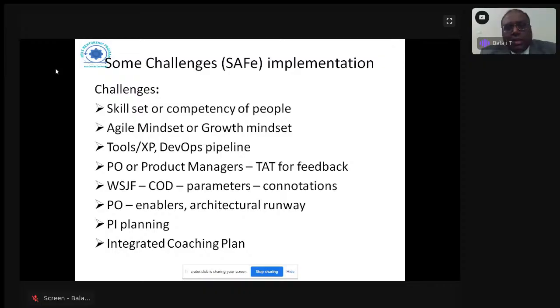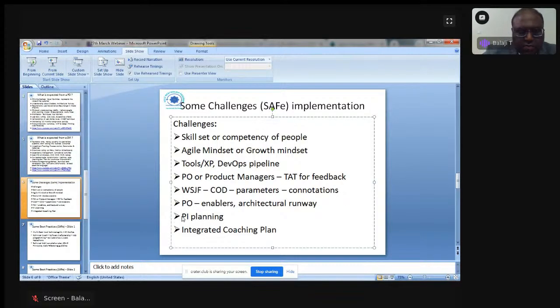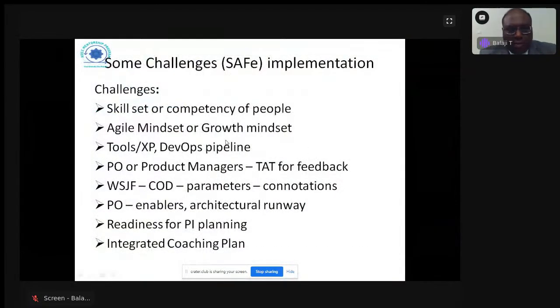Now, how do you define a business value? Sometimes there will be challenges. So you may need to create some connotations for it. Business value 1 means what? Business value 3 means what? And having a watchful eye on your enablers or architectural runway and creating readiness for your PI planning. So instead of PI planning, we can better take this as readiness for your program increment planning. This could be one of the challenges, and creating an integrated coaching plan.